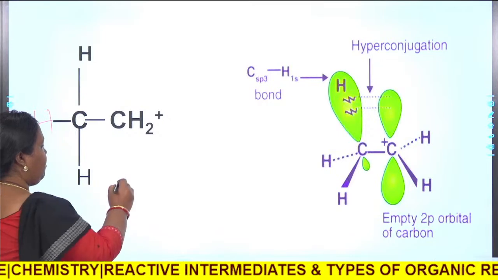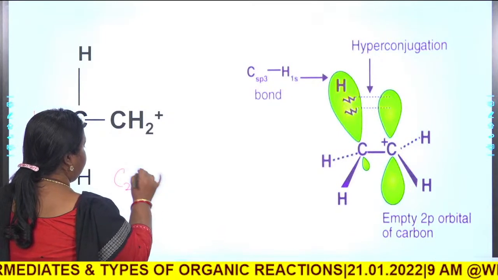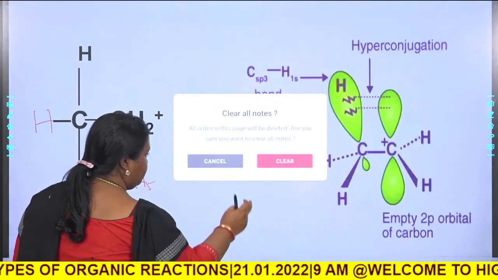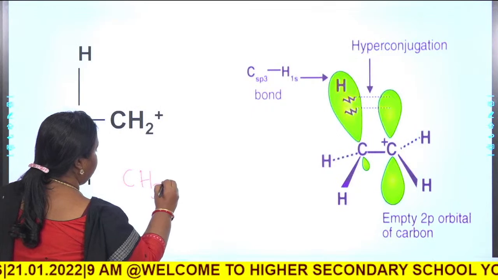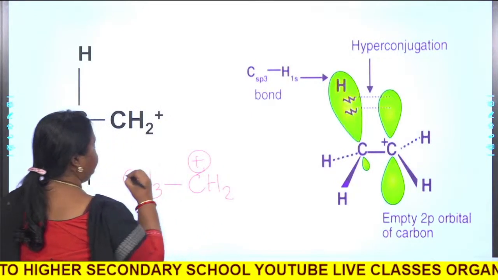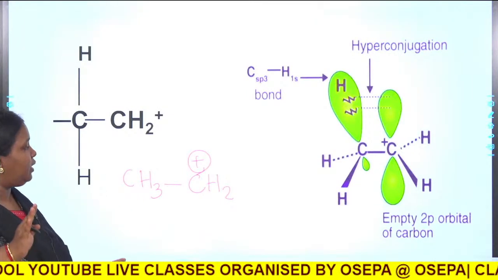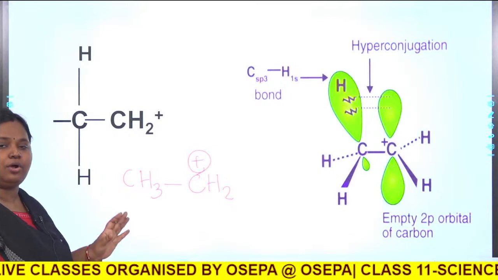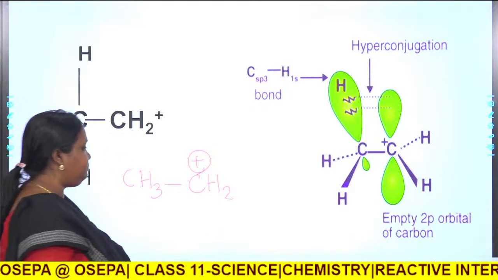This is actually our C2H5 plus, or I can say CH3 CH2 plus. This is the ethyl carbocation. What is a carbocation? A carbon with a positive charge is called a carbocation. We will discuss it later. Let us see here first.